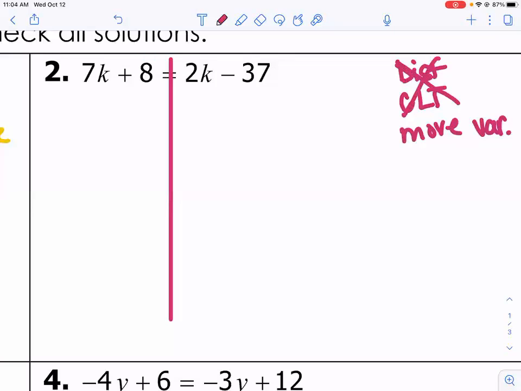Now, first of all, we need to pick a side. Are we all okay moving the variable to the left side? I like the variable on the left. Okay. In order to get the variable on the left, we're going to need to take this 2K and move it over. Bronson, how shall we do that?